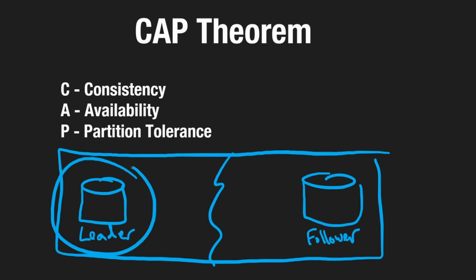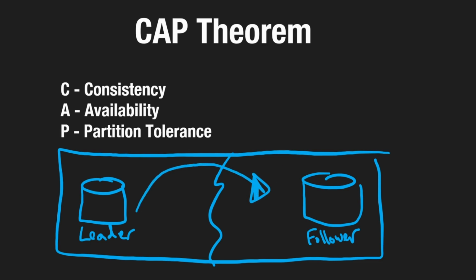So we know that this leader is going to have data written to it and it's going to copy all that data to the follower. Now it might be asynchronous. It might take some time for the leader to replicate that data, but it will do so. But consistency in this case means that every single read will get the most up-to-date written data.